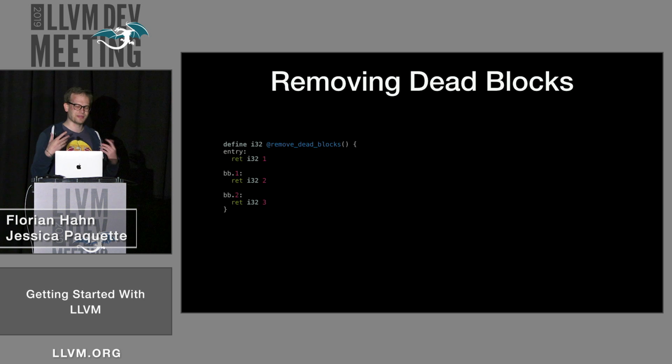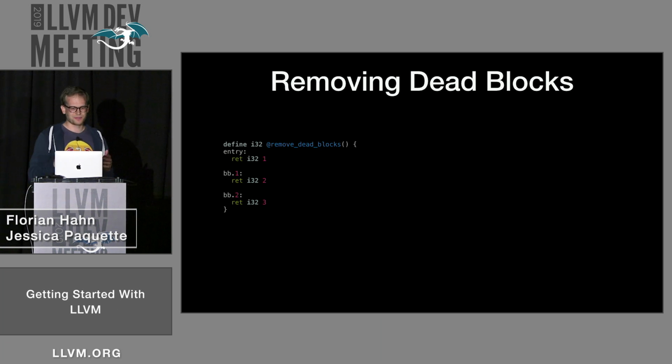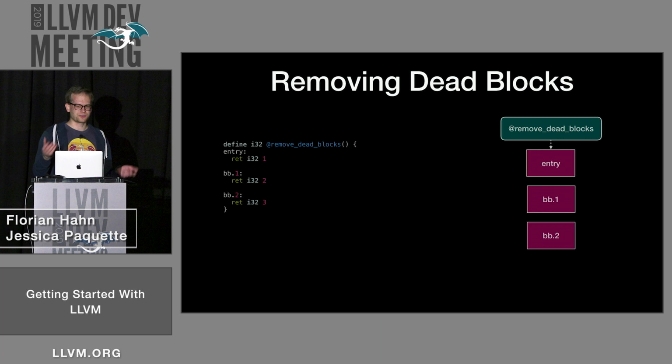For our transformation examples, I'd like to look at removing dead blocks as a simple example. To motivate the case, take a look at the example on the slide, where we have a single function which has three basic blocks, and they all return a value. So what's going on here? If you take a look at the control flow of the function, we have the entry block, which is implicitly reachable because it's the special entry block. But there are no branches to either BB1 or BB2. So we know that they can never be executed.